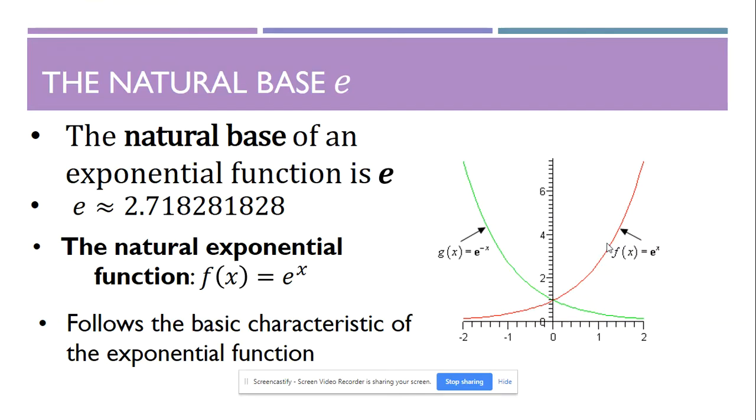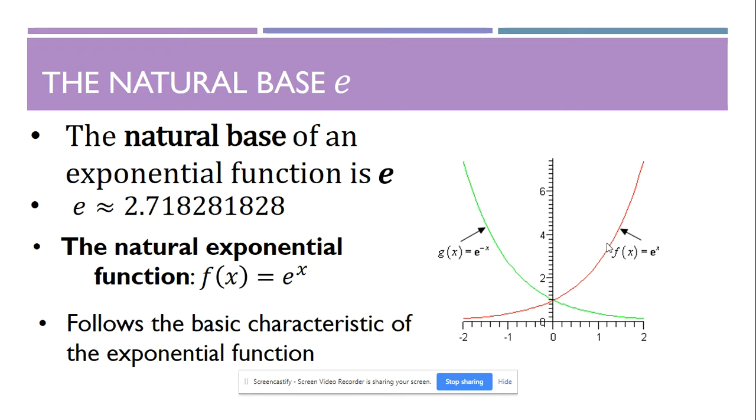So the next part of this section, we're going to talk about a specific base we can use for our exponential function. So the base is the number that we are raising the power to. So this specific base is called e. This is the natural base. E stands for a number, 2.718281828, and it goes on forever, kind of like pi is a repeating decimal that goes on forever.